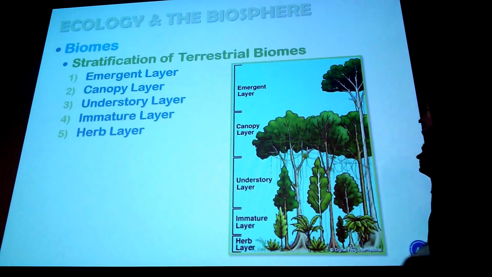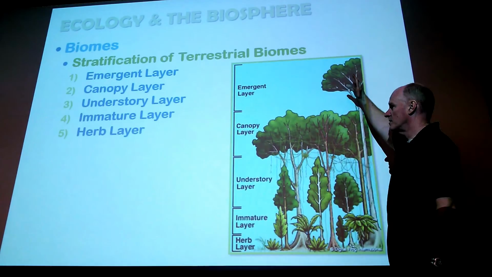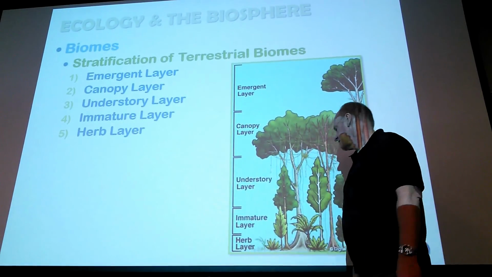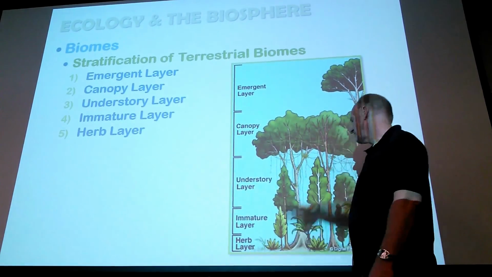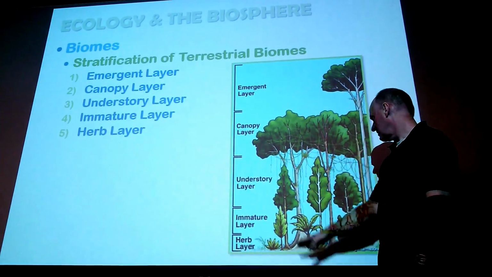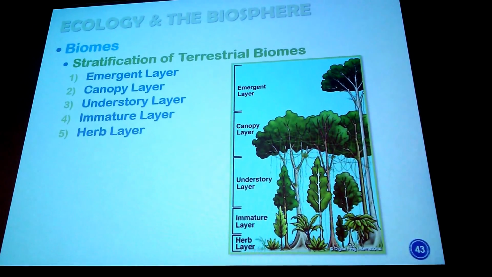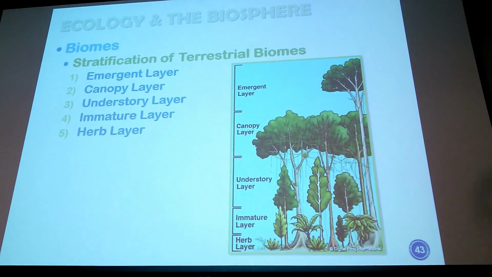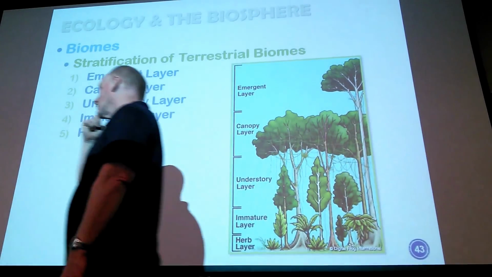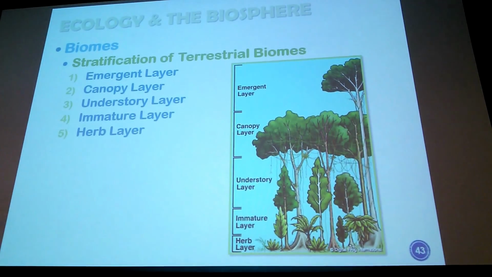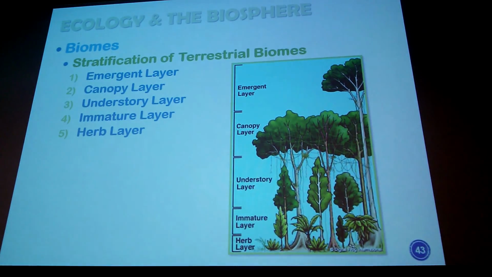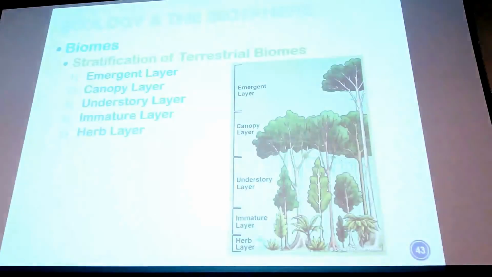You've got the emergent layer, that's the tallest trees emerging from the rest of the canopy. The canopy layer, where you're going to find most of your vegetation. And you've got the understory, things that can grow in maybe less sunlight, in the shade of these plants. The lower down you go, the more shade tolerant they have to be. They have to be able to grow in shade in order to survive. The immature layer, and then the very bottom of the ground, the herb layer. So I could give you something like this and have you label it. Herb layer, immature layer, understory layer.